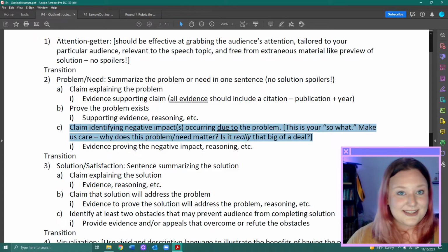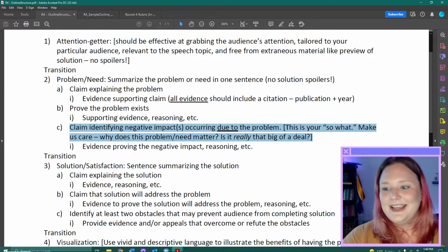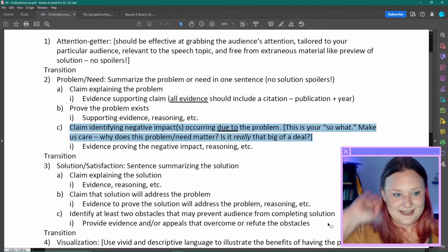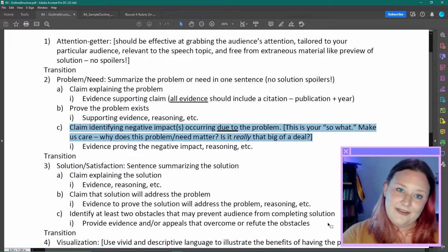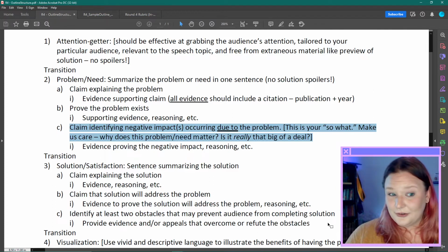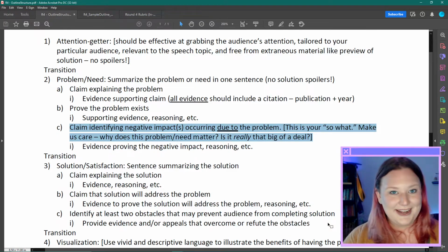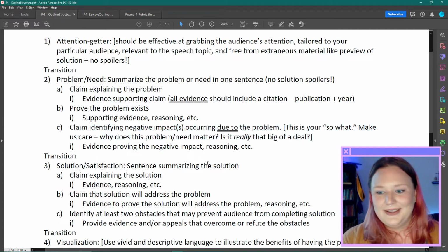So don't just tell us it's happening. Tell us why it's bad. Tell us how it's hurting us, how it's harming us. Is it really that big of a deal? This is where you would convince us of that. Usually when I have round 4 outlines that are a little too short, it's because they're missing this part or not quite emphasizing it enough.